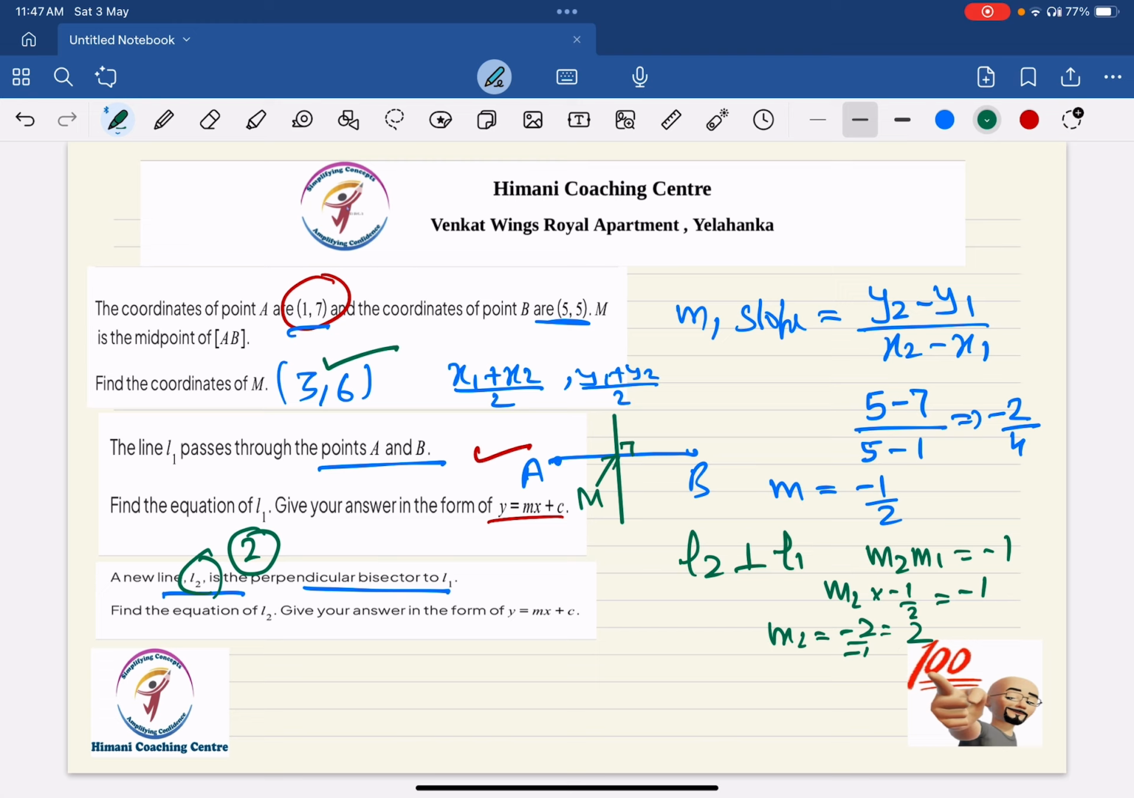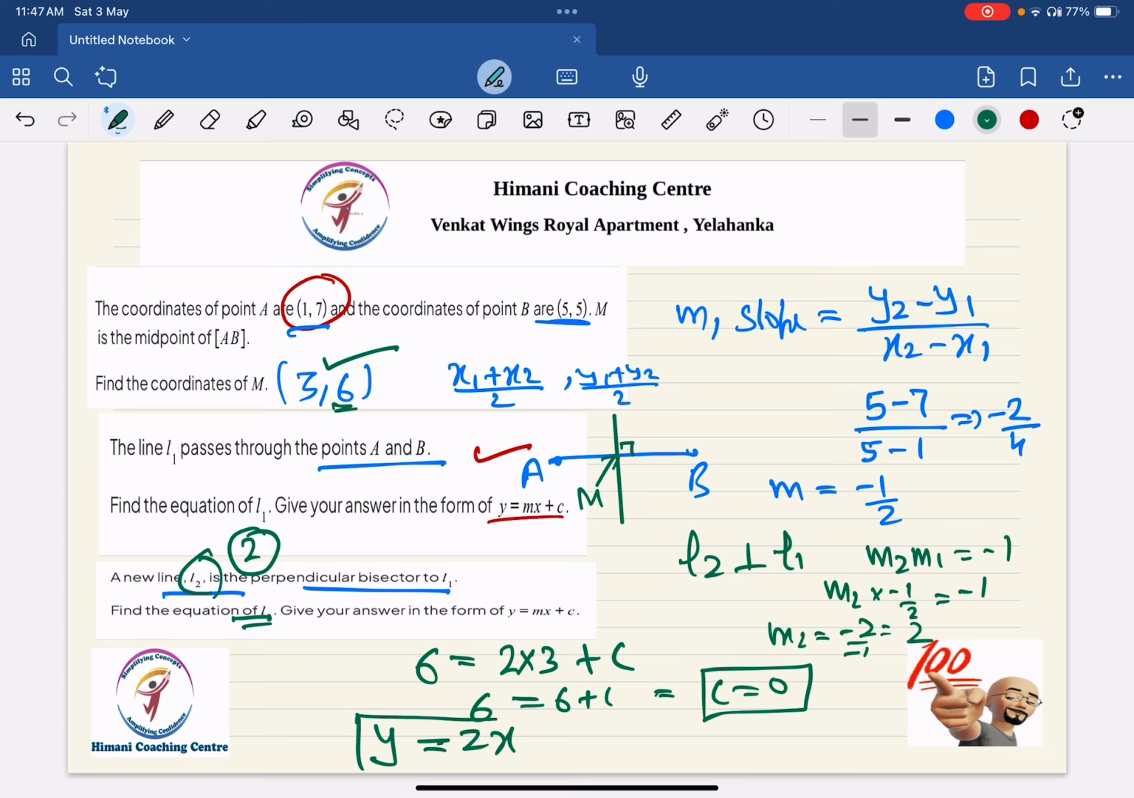So now let us do the same stuff. y equals mx plus c. So y here is 6, m is 2 into 3 plus c. So 6 equals 6 plus c, or c equals 0. So what is the equation of line L2? Then line L2 would be y equals 2x, and that is our answer for this part.